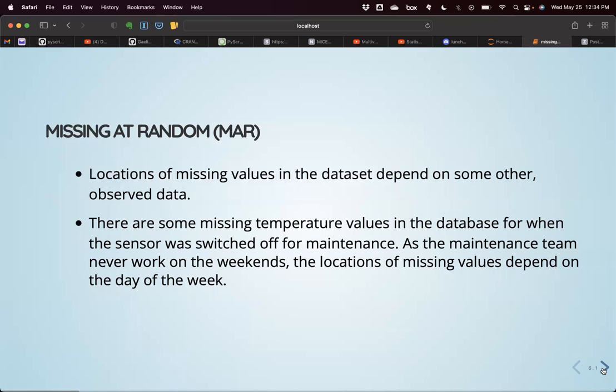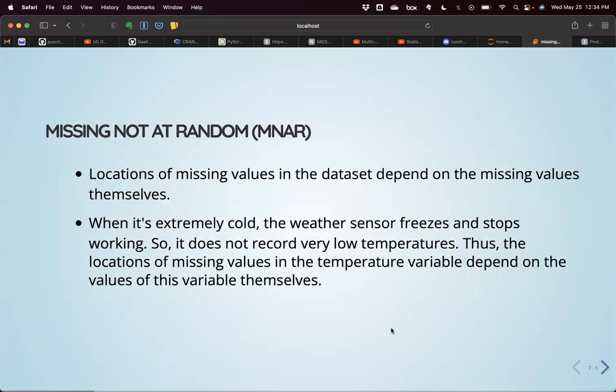Then the most curious one is missing not at random. This is the mechanism where the missing values in the data set depend on the missing values themselves. In other words, they don't depend on other observed data. They depend on the missing values themselves. I believe that Anton talked about this case of missing not at random. The example is when it's extremely cold: the weather sensor for the fuel tanks freezes and stops working. So the low temperatures are the ones causing that missingness. Okay, it's within that domain.